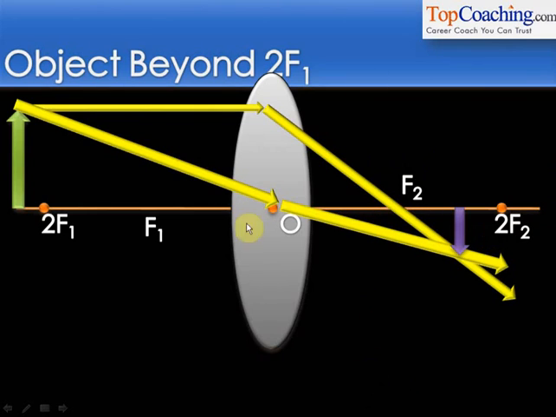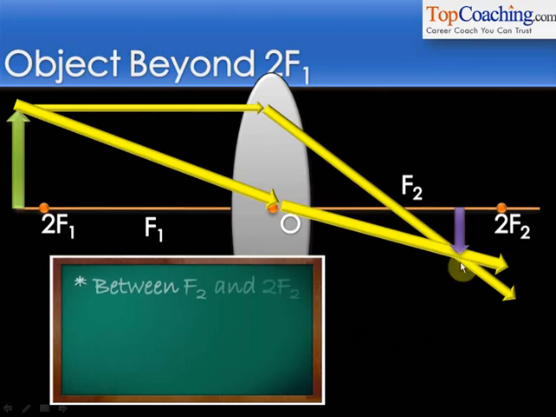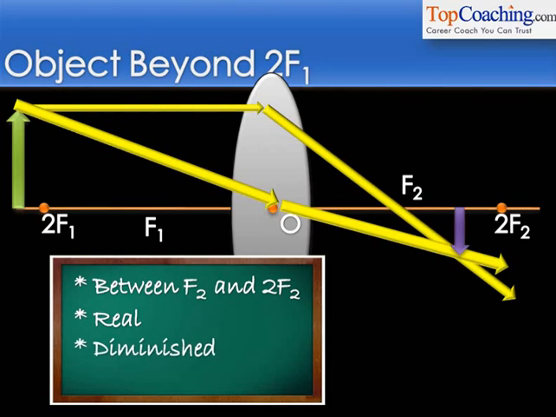As you can see, the qualities of the image are now quite evident. The image lies between f2 and 2f2, isn't it? You can see that. You can also see that the image is real because the rays are meeting in reality. The image is also diminished. After all, it's smaller in size compared to the object. So when the object is placed beyond 2f1, then the image is formed between f2 and 2f2 and it is diminished. You can also see that the image is inverted.